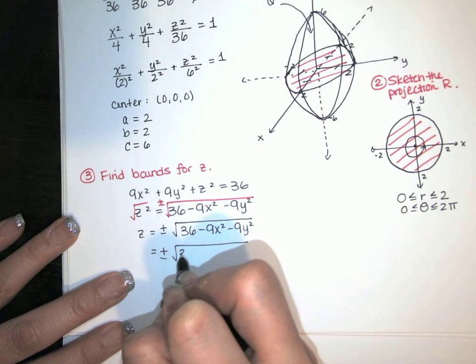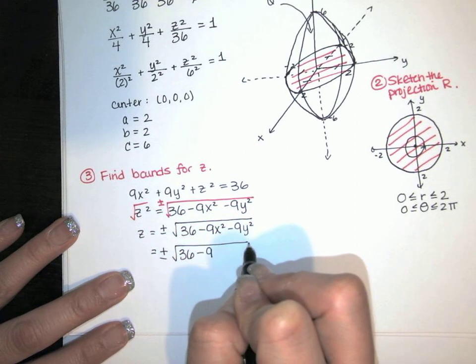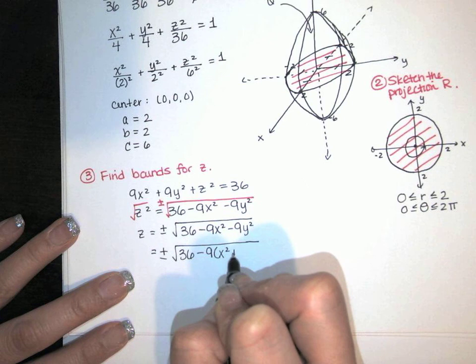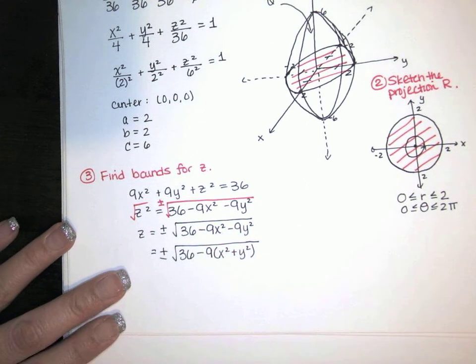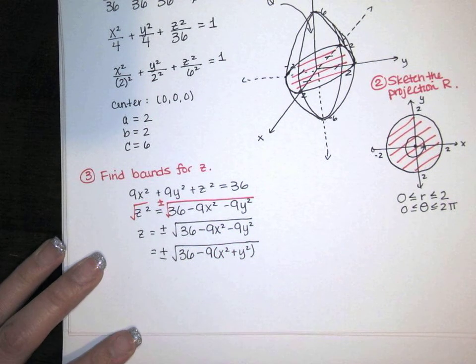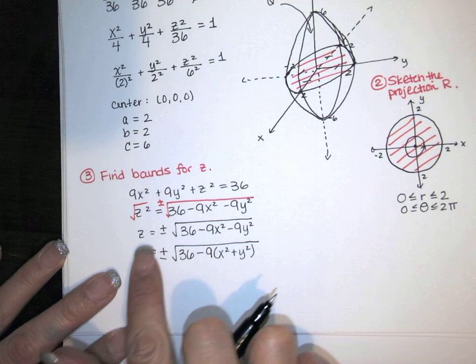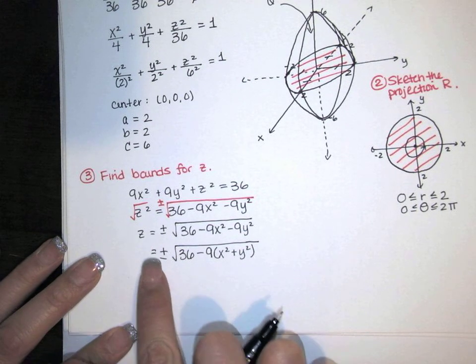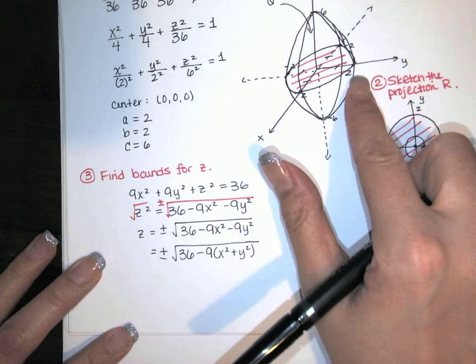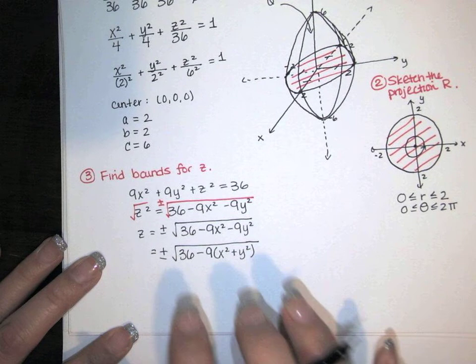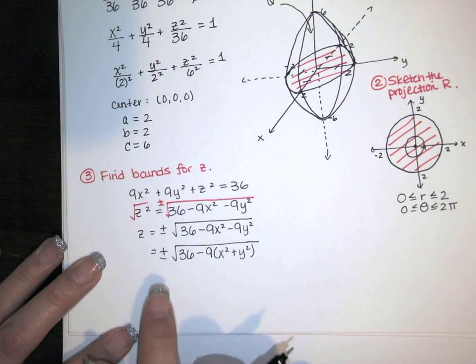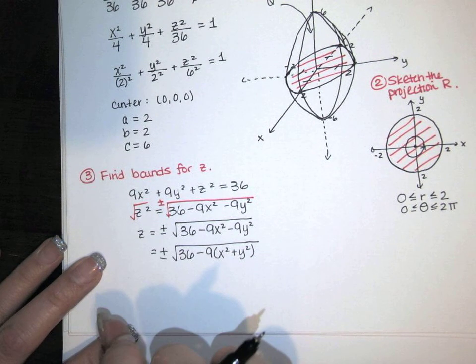And I could factor out that 9. I think that'd be a good idea. Because look what happens when I do. I see an x squared plus y squared in there. It's a very good thing for our substitution. Okay, so this is z. This is another way to represent that ellipsoid. And we actually get two functions for z, not one. That's why that plus or minus is so important.